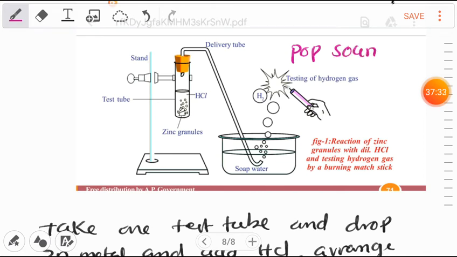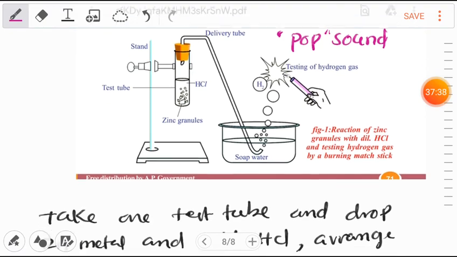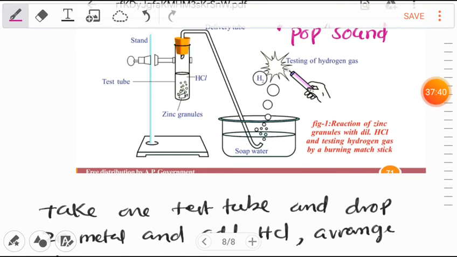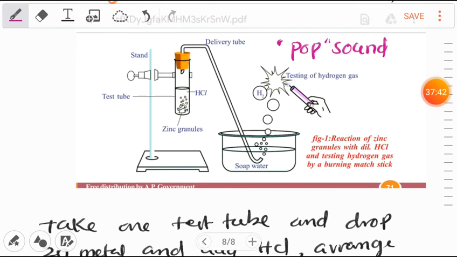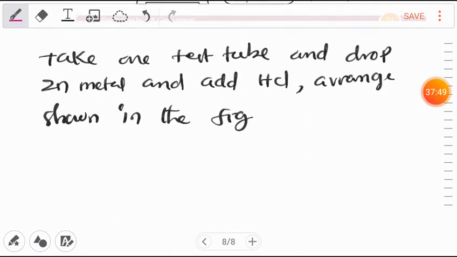Pop sound. The pop sound is very important. The pop sound is the test for the released gas, which is H2. So what conclusion can you make?